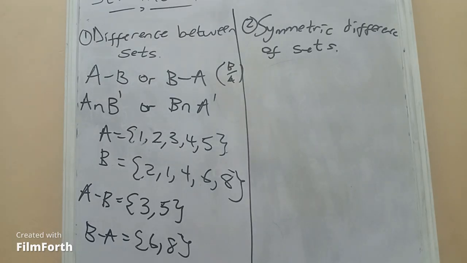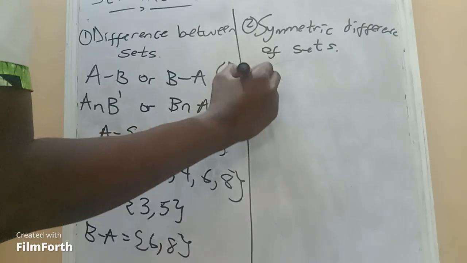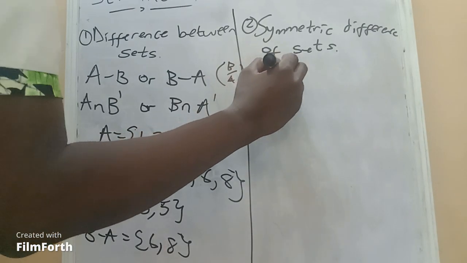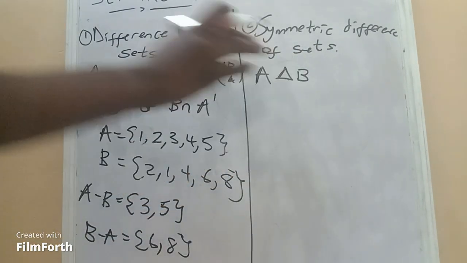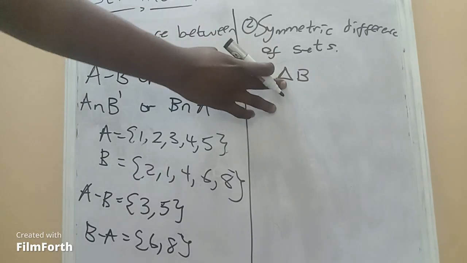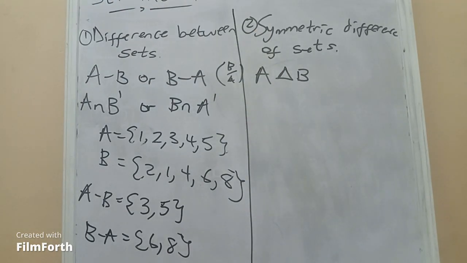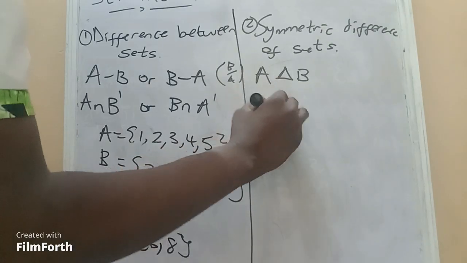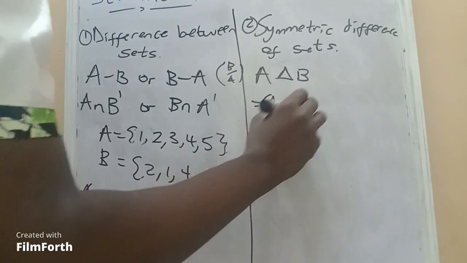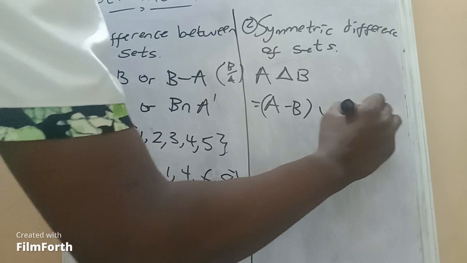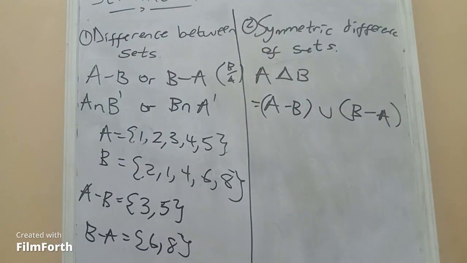Moving on to the next one, we have the symmetric difference of sets. Symmetric difference of sets is just like saying A triangle B. This is the symbol for symmetric difference, which is equal to what? A minus B union B minus A. There are some cases that you might not see your option to be A minus B union B minus A.